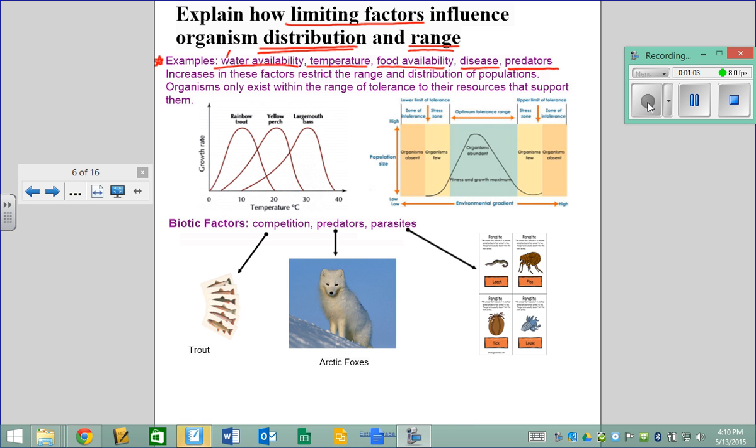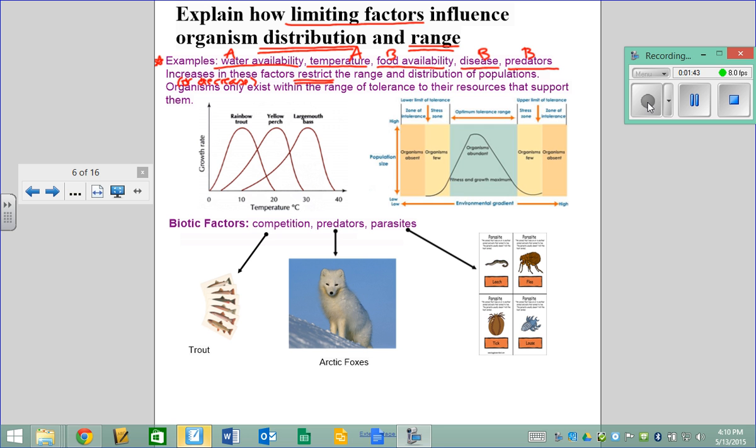So for example, water availability, abiotic. Temperature, abiotic. The other three would all tend to be biotic factors, since food is a biotic thing. Disease is usually caused by a biotic factor, and predators are definitely biotic. If I were to increase or decrease these factors, this will restrict the range and distribution of populations.